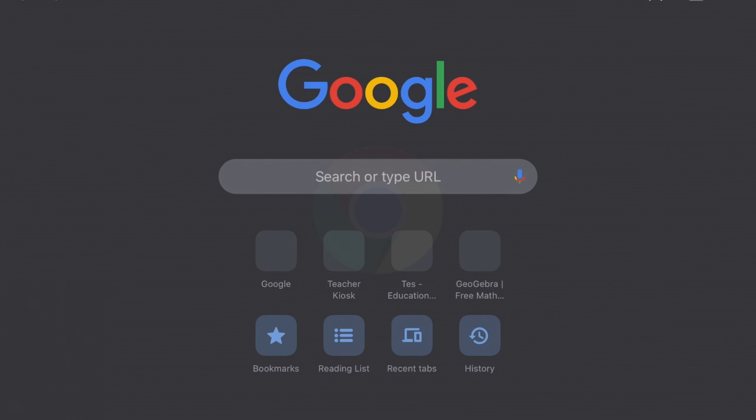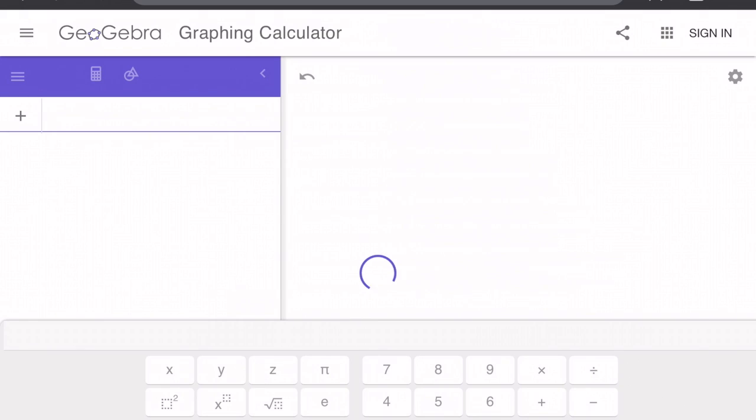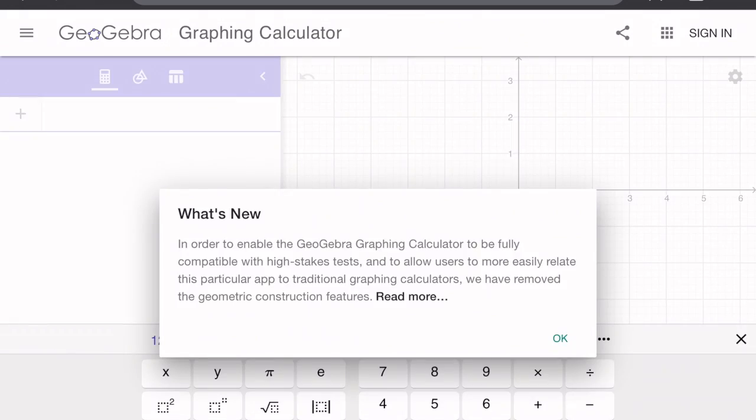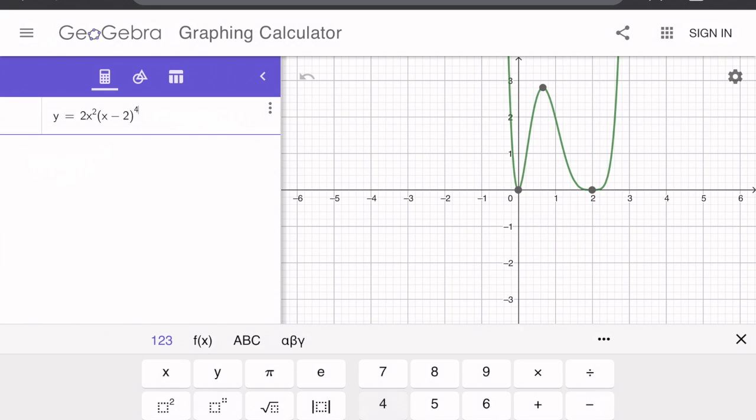So, oh, come on. I'm also having to find the equation in the textbook at the same time. So, if I've got y equals 2x squared times (x − 2) to the 4 times (x − 4). Oh, to the 4. Come on. Times (x − 4).